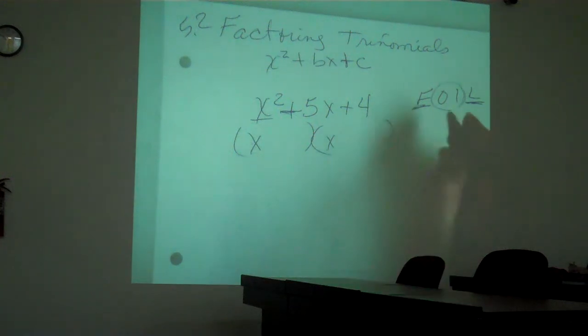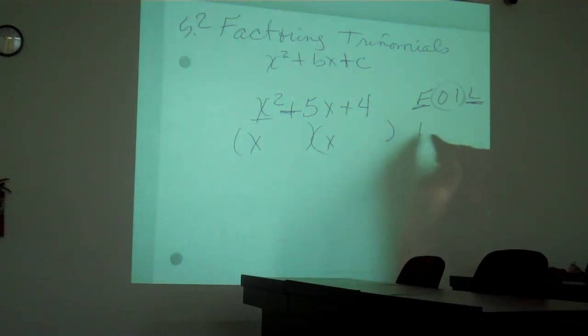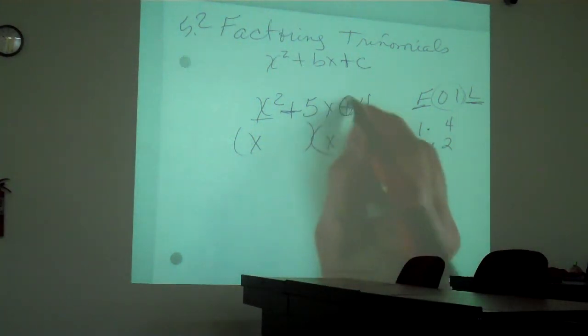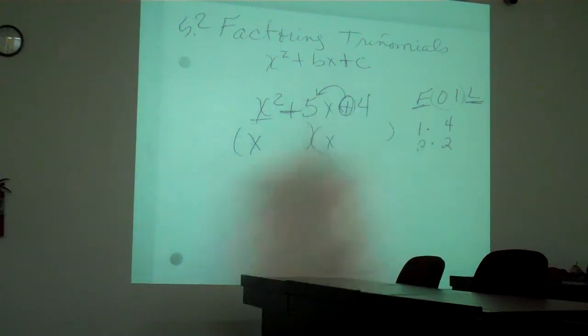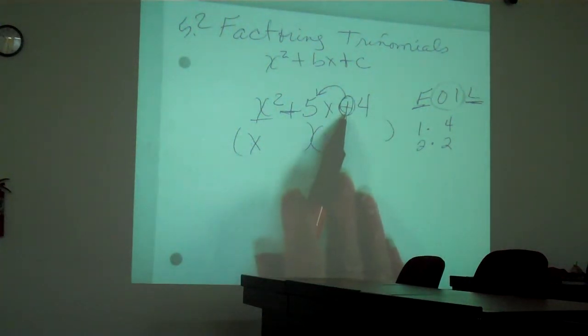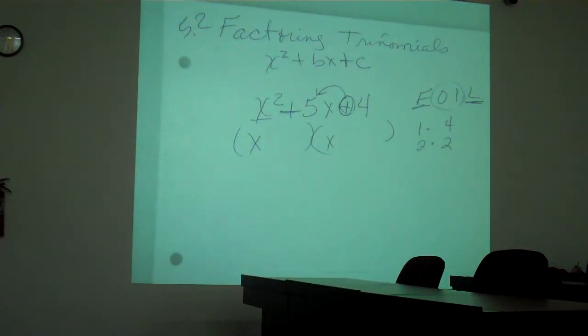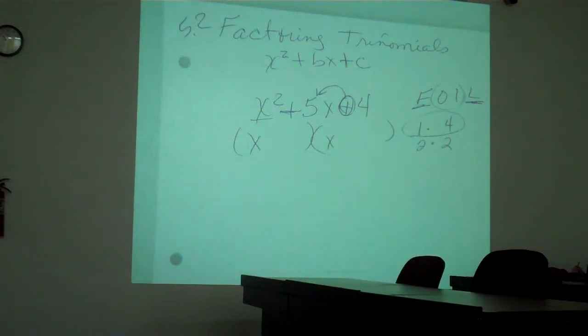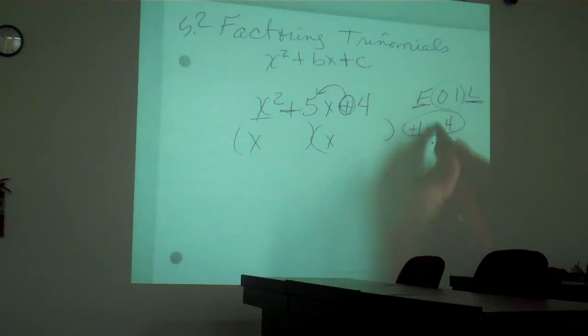How can you multiply two numbers to get 4? You're either going to have 1 times 4 or 2 times 2, right? Okay, you need the two numbers that will add to give you the middle term. If there's a minus here, it'll subtract to give you the middle term. So the ones that will add to give you 5 are 1 and 4. That's a positive 5, so it's going to be a positive 1 and a positive 4.